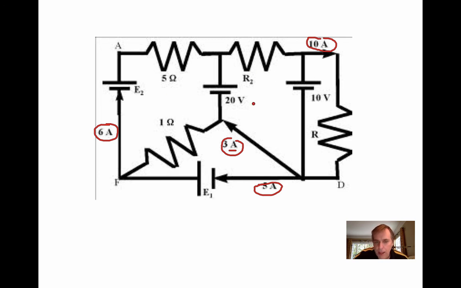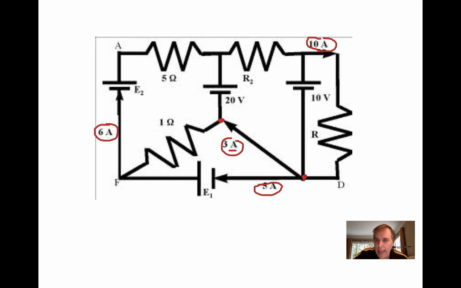For example, if I try this junction here, the sum of the currents that come in equals the sum of the currents coming out. I know there's 3 amps coming here, but I know nothing about this one or this one. So I have 2 unknowns here, and I cannot tell anything from that junction. So let's forget about that junction for now. Let's focus on this one.